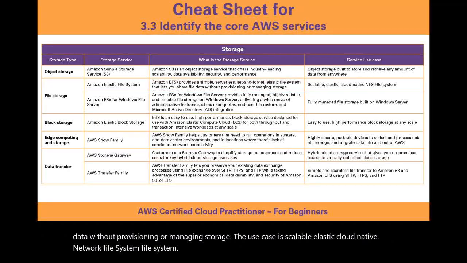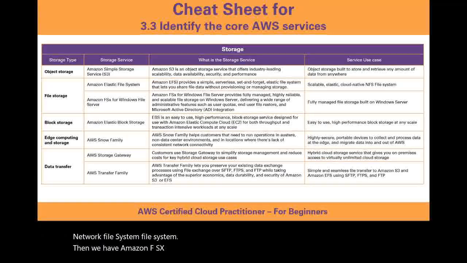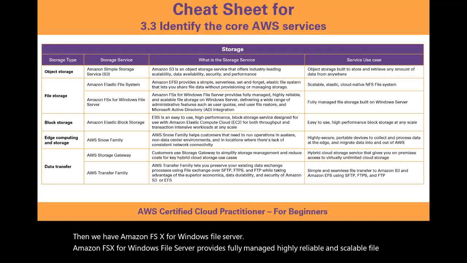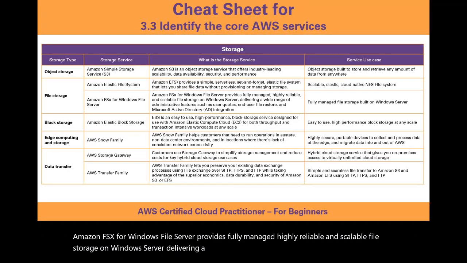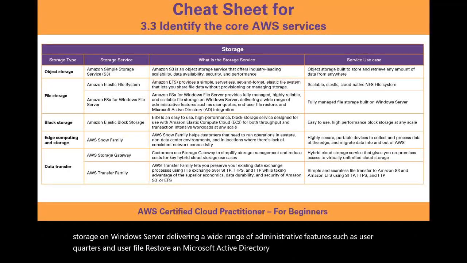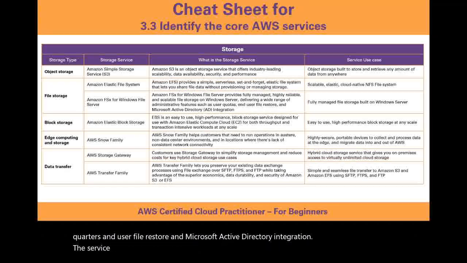Then we have Amazon FSx for Windows File Server. Amazon FSx for Windows File Server provides fully managed, highly reliable, and scalable file storage on Windows Server, delivering a wide range of administrative features such as user quotas, end user file restore, and Microsoft Active Directory integration. The service use case is fully managed file storage built on Windows Server.